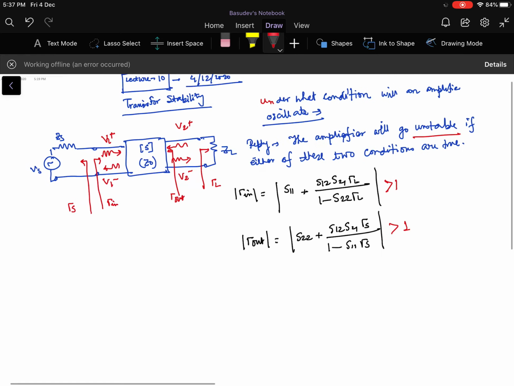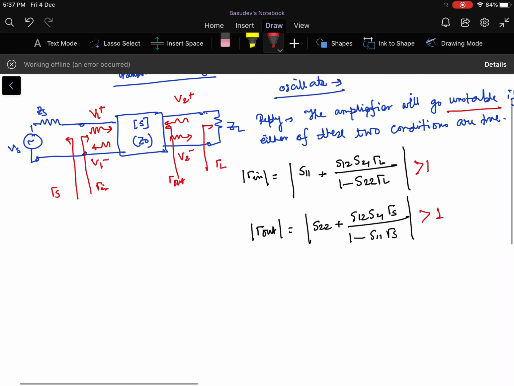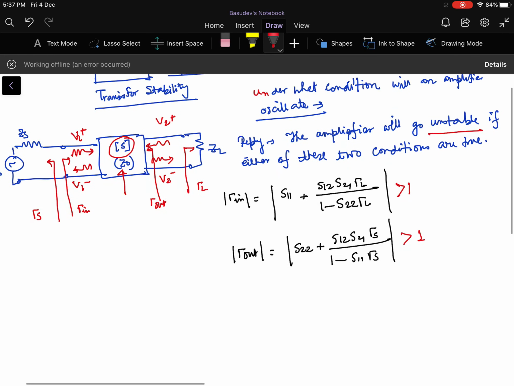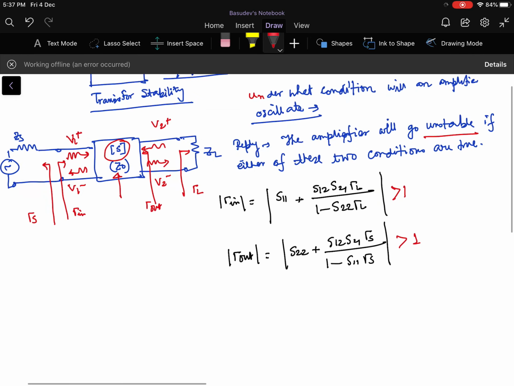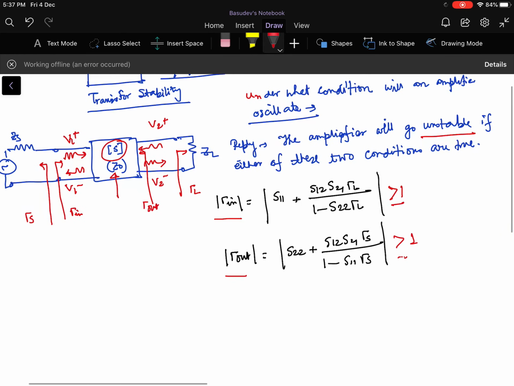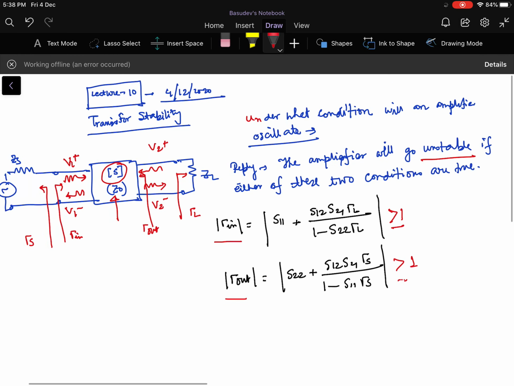So in other words, the amplifier will oscillate if either the output or the input reflection coefficient of this gain element, which is termed as S, has a magnitude greater than 1. Physically I can say that my amplifier will try to go for oscillation. But just wait. I am telling you this input reflection coefficient and output reflection coefficient to go beyond 1, but you may not agree with me, because you may think how it is going greater than 1.